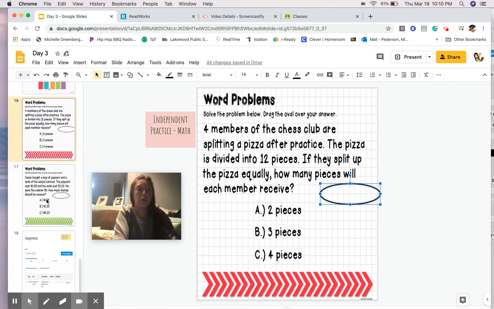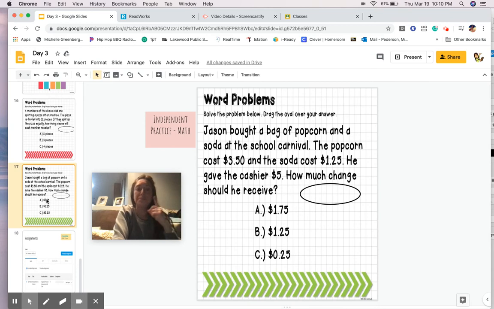Finally, we have another word problem. Drag this oval over your answer. Jason bought a bag of popcorn and soda at the school carnival. The popcorn cost $3.50 and the soda cost $1.25. He gave the cashier $5. How much change should he receive? So you would add those two numbers, $3.50 and $1.25, subtract that answer from $5.